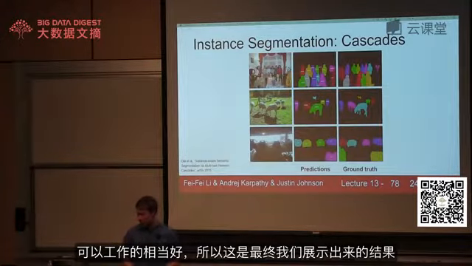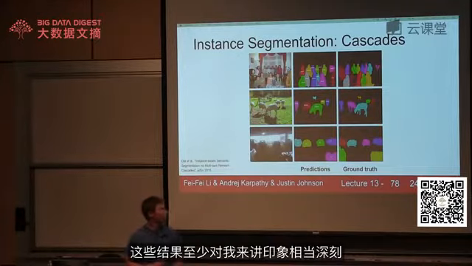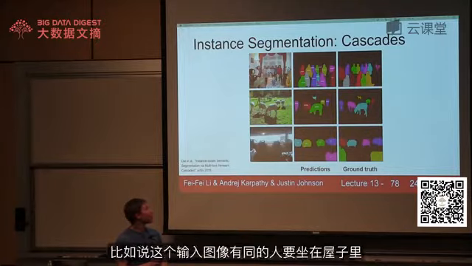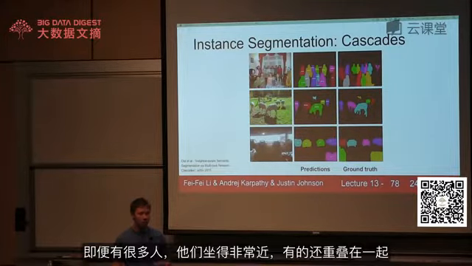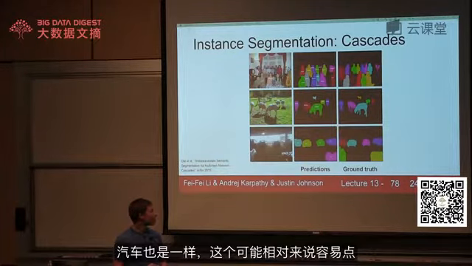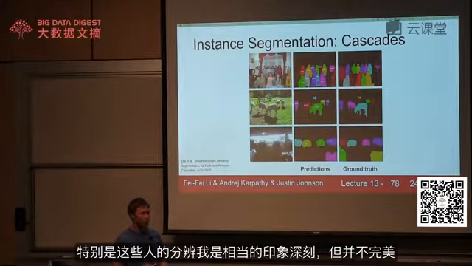So here is the results figure that we have to show. These results are, at least to me, really, really impressive. For example, this input image has all these different people sitting in this room. And the predicted outputs do a really good job of separating out all those different people, even though they overlap, and there's a lot of them, and they're very close. Same with these cars. Maybe that one's a little easier, but especially this people one I was pretty impressed by.